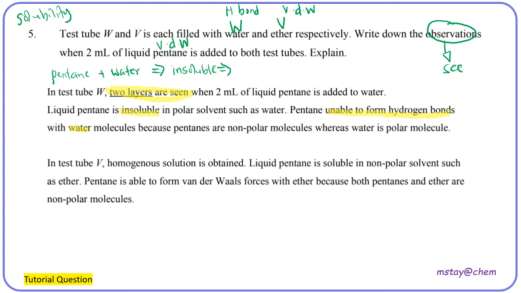So here you can see that you need to mention that pentane is a non-polar molecule, water is a polar molecule. So next one, in test tube B, a homogeneous solution is obtained, or you can also use the words one layer is obtained or one layer is seen. This is because pentane is soluble in the non-polar solvent.